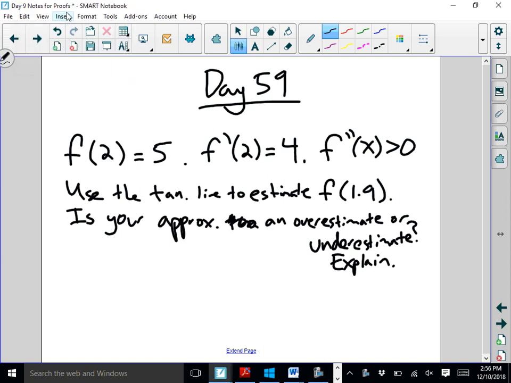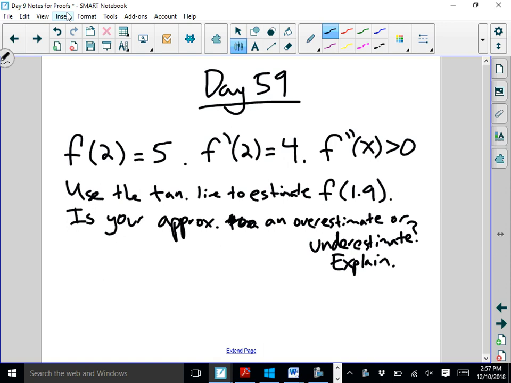I just wanted to get on video what we talked about a little bit today in class. So here's an example problem that I want to kind of go through. It's given that f of 2 equals 5 and f prime of 2 equals 4. It's also given that f double prime of x is greater than 0. It says use the tangent line to estimate f of 1.9. And then I want to know, is your approximation an overestimate or underestimate?